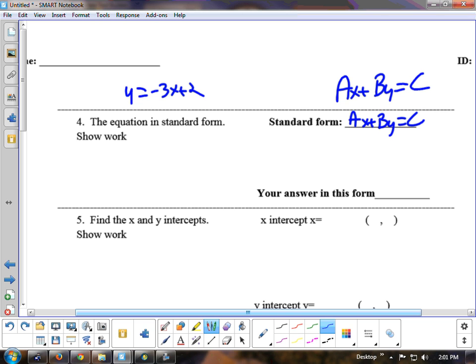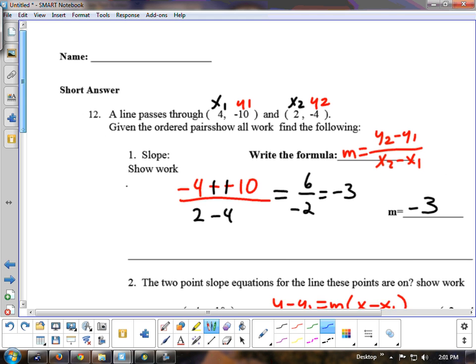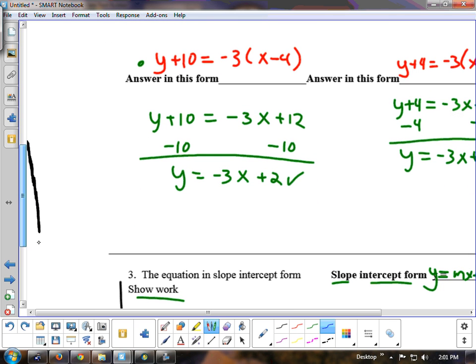What you do is just move this x over, and you put the opposite sign over here. So 3x plus y equals 2. So that's standard form: 3x plus y equals 2. Okay, I just want to make sure I wrote the right equation down. And it was negative 3x plus 2. Good.